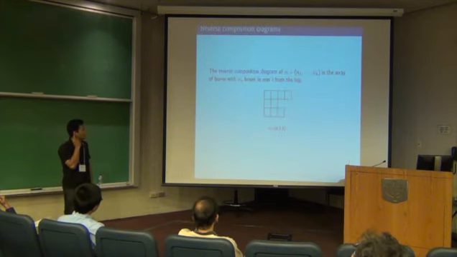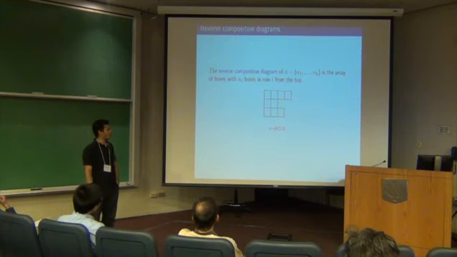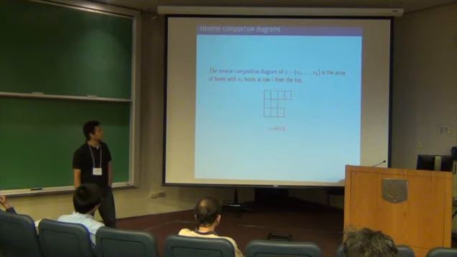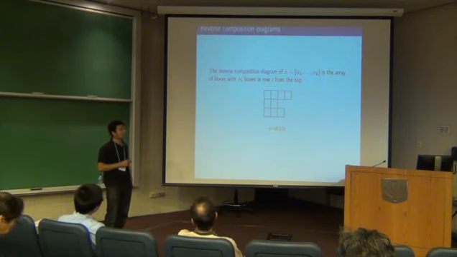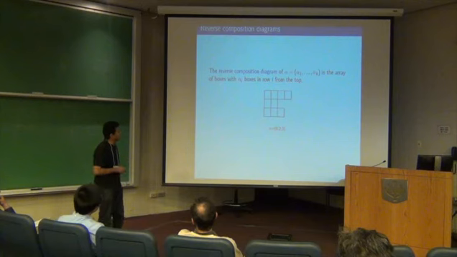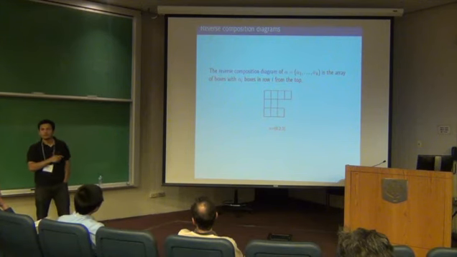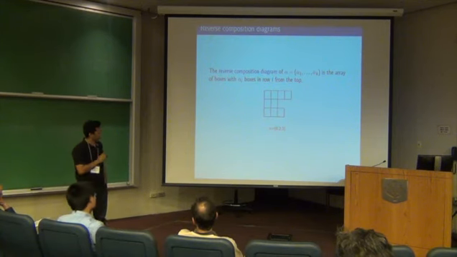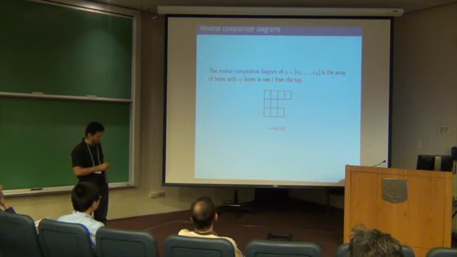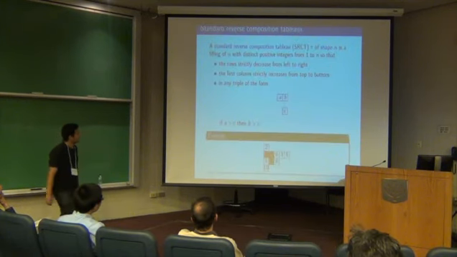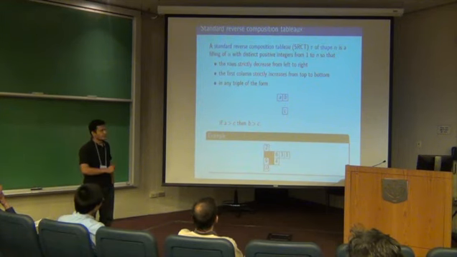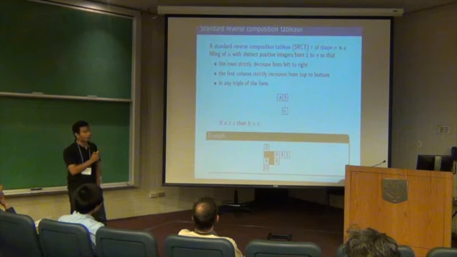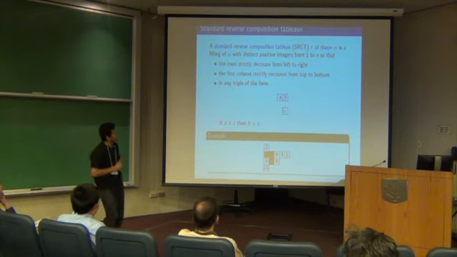Okay, so I'm going to associate this diagram with any composition alpha, and the way I do it is I take this left justified array of boxes with alpha_i boxes in row i from the top. So this is the composition diagram for 4, 2, 3. So it's got 4 boxes in the top row, 2 in the middle and 3 in the third row. Now we've got boxes and we're going to fill them with numbers. So a standard reverse composition tableau, tau, of shape alpha is a filling of the diagram I showed before with positive integers from 1 to n. Okay, so distinct positive integers.